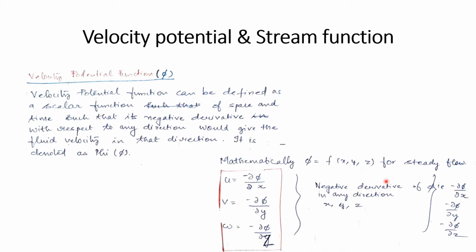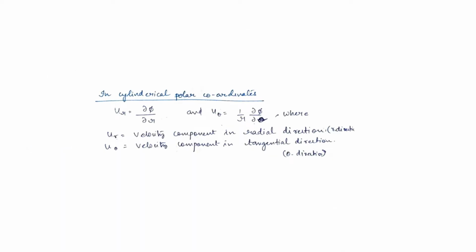So the negative derivative of phi in any direction x, y, and z, that is minus dou phi by dou x, minus dou phi by dou y, and minus dou phi by dou z. This is what is known as the velocity potential function. In cylindrical polar coordinates we can represent it by ur, where ur is the velocity component in the radial direction, and u theta is the velocity component in the tangential direction. ur is defined by dou phi by dou r, and u theta is 1 by r of dou phi by dou theta.